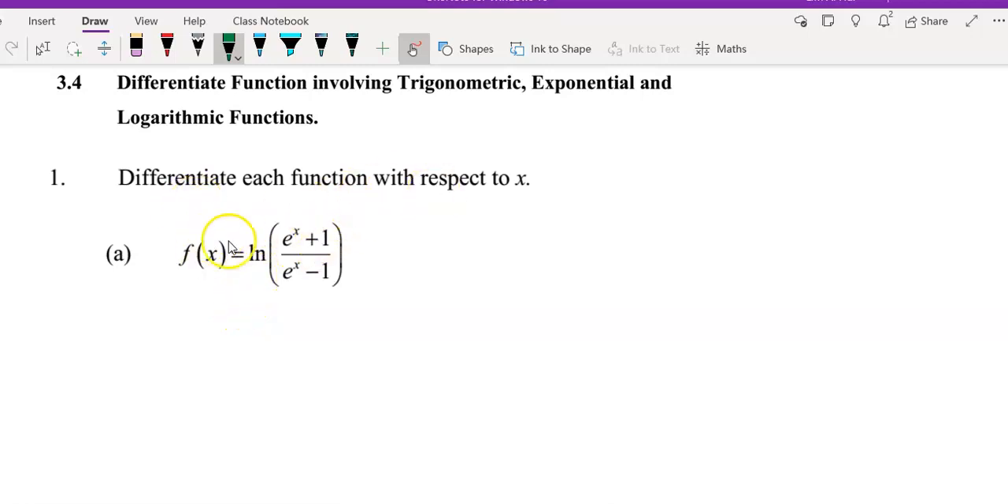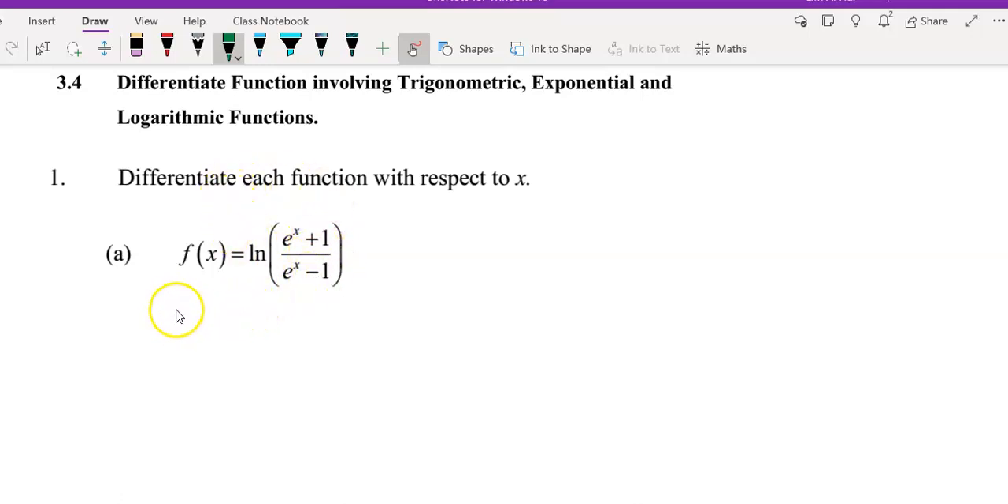Hi everyone, here is the question involving the differentiation of a function involving trigonometry, exponential and log function. First, I have my question f(x) equals log((e^x + 1)/(e^x - 1)).